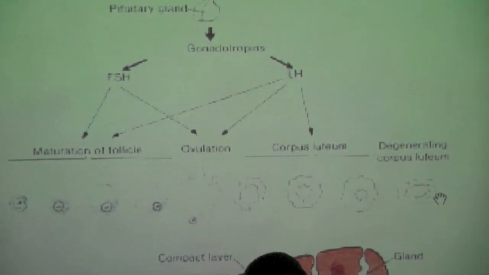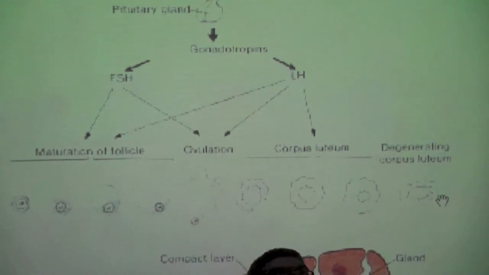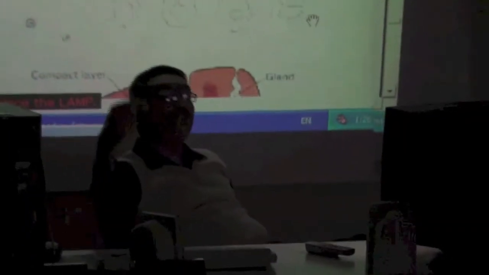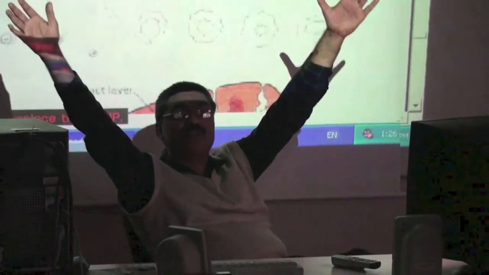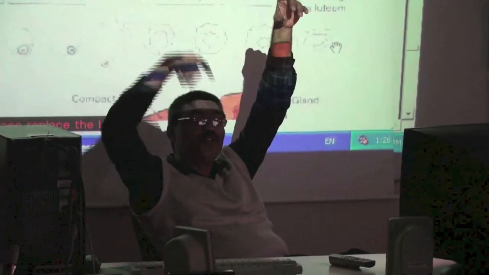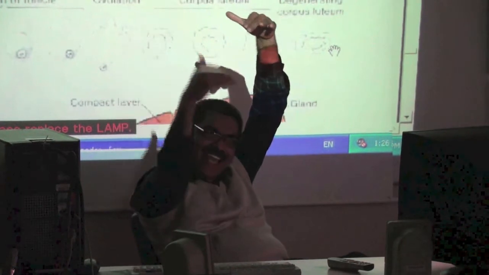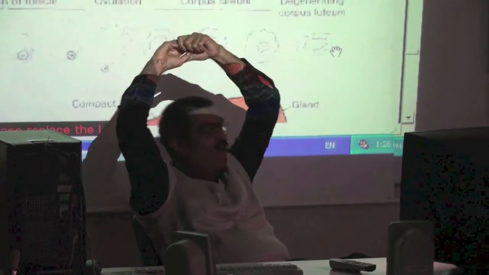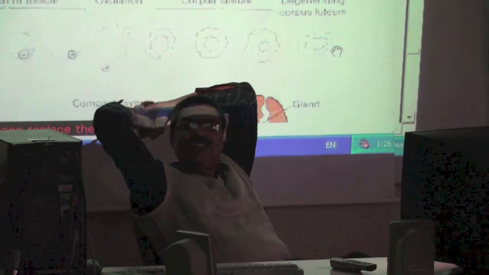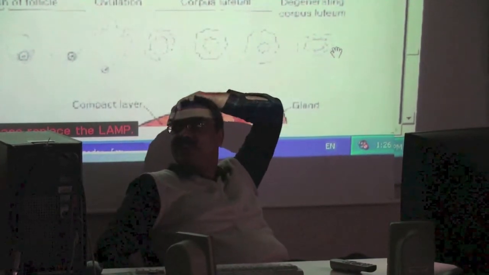Is it clear, everyone? If pregnancy does not take place, what makes the corpus luteum degenerate? From the corpus luteum, which hormone comes? Progesterone. It goes to the pituitary and stops LH there. Negative feedback, excellent. This is called the negative feedback mechanism. Clear?